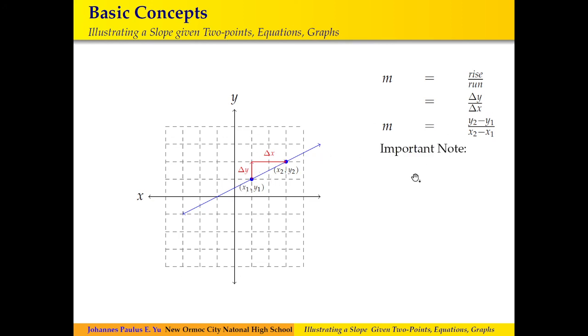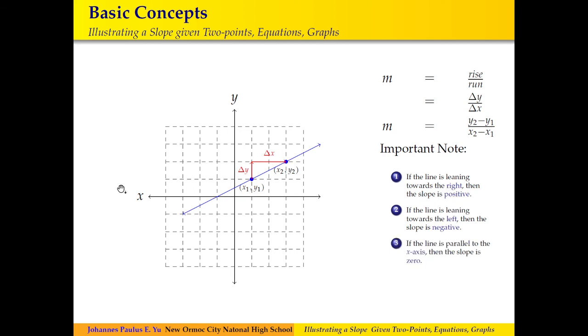Now, important note lang ninyo guys. Hinumdomi ni. If the line is leaning towards the right, then the slope is positive. Kung ang linya paingon sa right, ang slope is always positive. Okay? Now, another. If the line is leaning towards the left, then the slope is negative. Left, negative. Right, positive. Ikatulo, if the line is parallel to the x-axis, then the slope is 0. And last but not the least, if the line is parallel to the y-axis, then the slope is undefined.